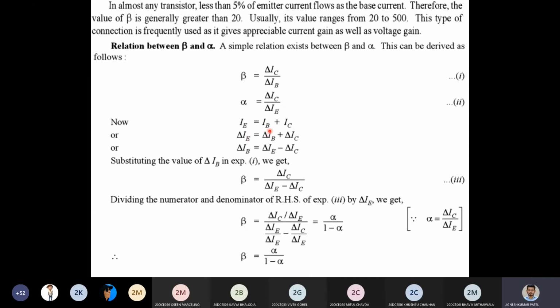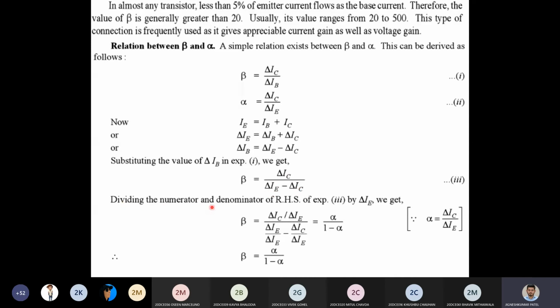Same way I can apply it for the delta. So what I'm going to do now is take the value of delta IB and put it over here. That gives me delta IC upon delta IE minus delta IC.